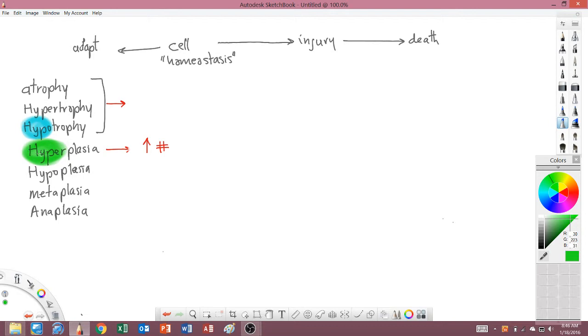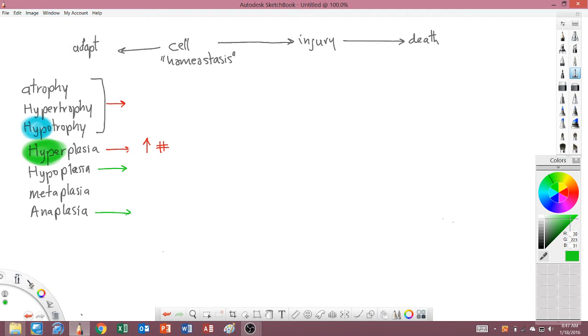So hypo and hyper do not refer to a normal state. They refer to an abnormal state. Too much or too little. Hypo, too little. Hyper, too much. Good? Hyperplasia means increase in number. Hypoplasia means decrease in number. Similarly, let's go to anaplasia. Anaplasia means severe decrease in numbers, plus the structure is affected too, like disorganization.